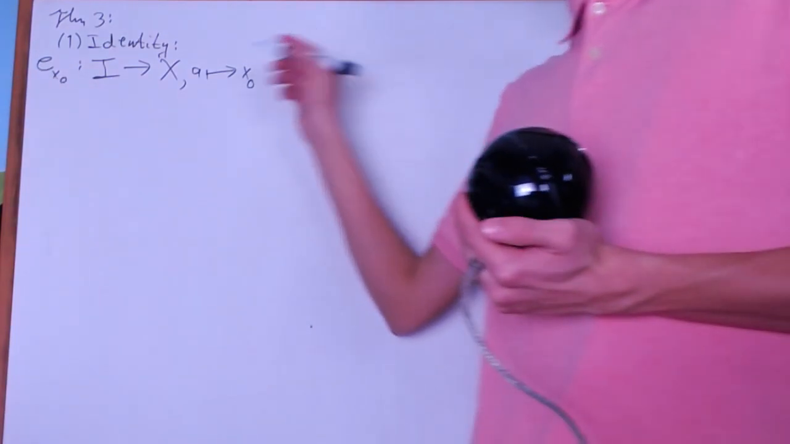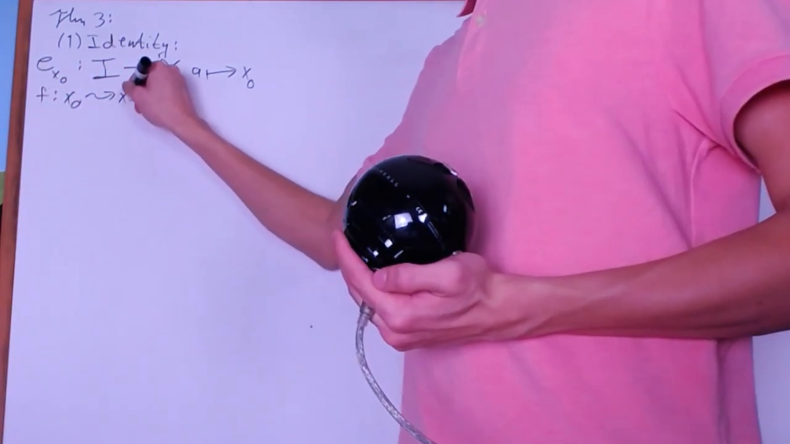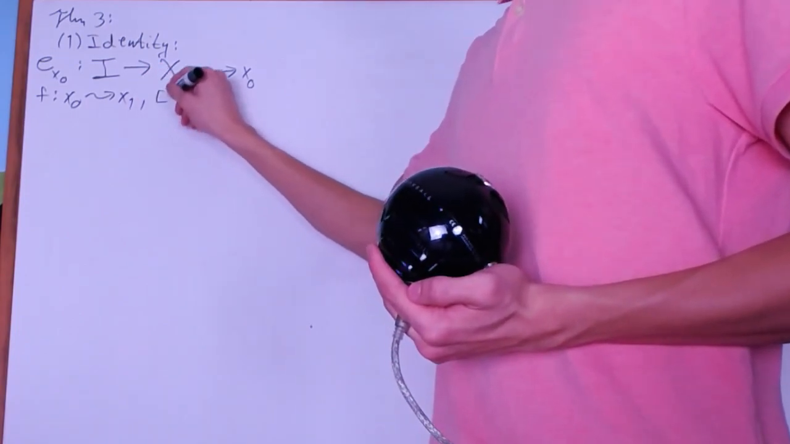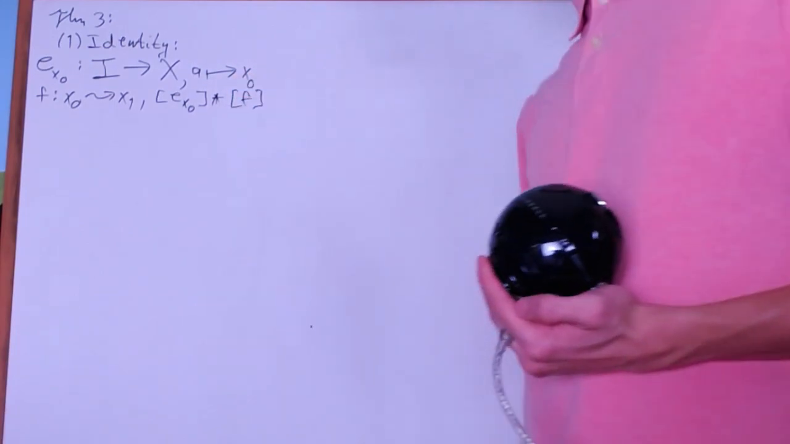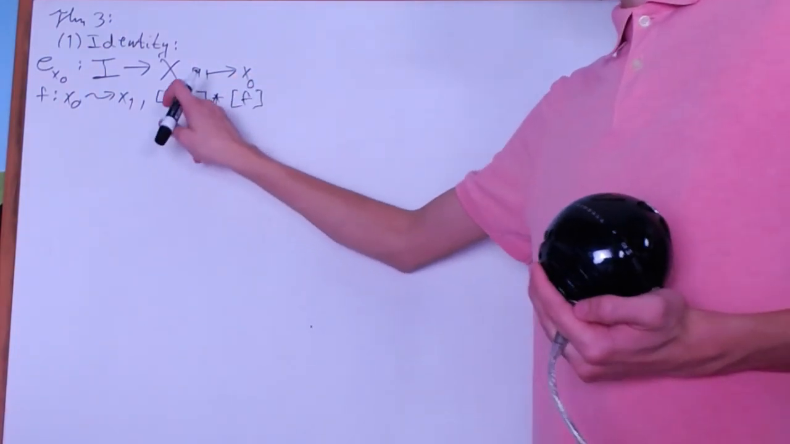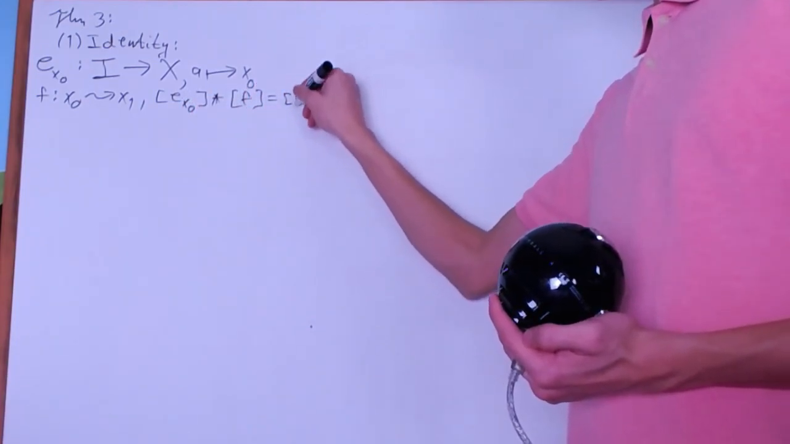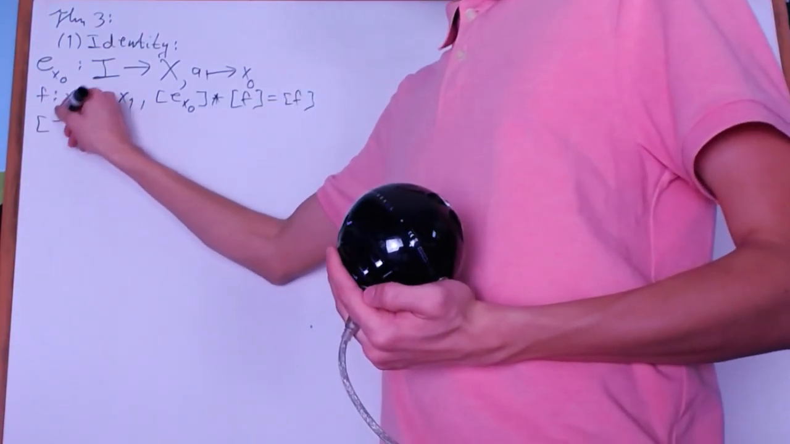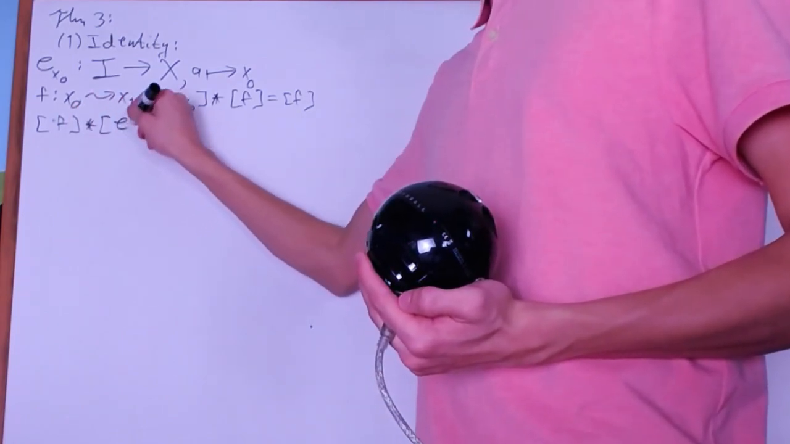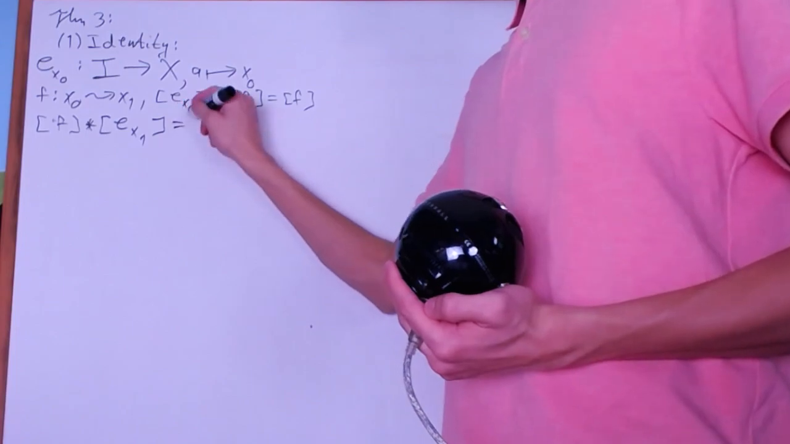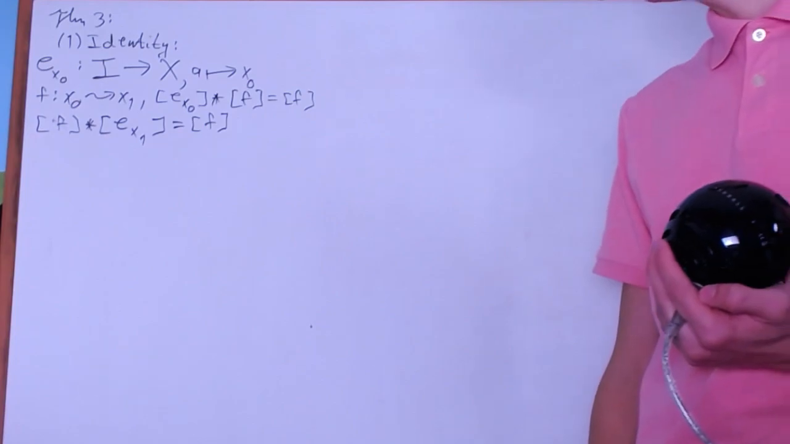Alright, now the theorem says that if I have a path f from x0 to x1, then we will have that the equivalence class of e_x0 star the equivalence class of f is just going to be the equivalence class of f, and that the equivalence class of f star the equivalence class of e_x1 will just be equal to the equivalence class of f. So it's a two-sided identity.